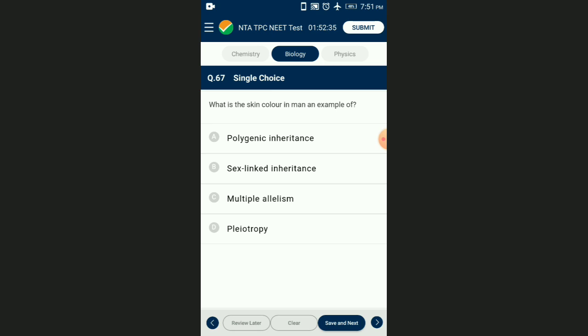Question number 67. Skin color in man is an example of what? A polygenic trait is a trait that is governed by more than one gene. Example, human skin color, which is governed by 3 pairs of genes. So the answer is option A. Skin color in man is an example of polygenic inheritance.